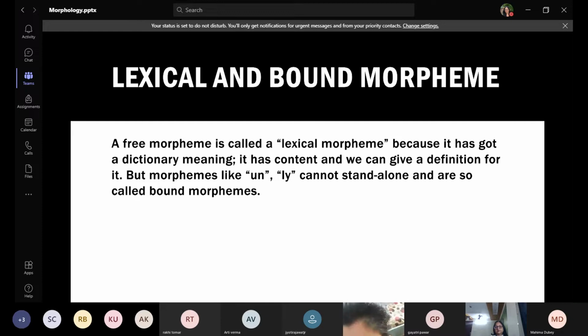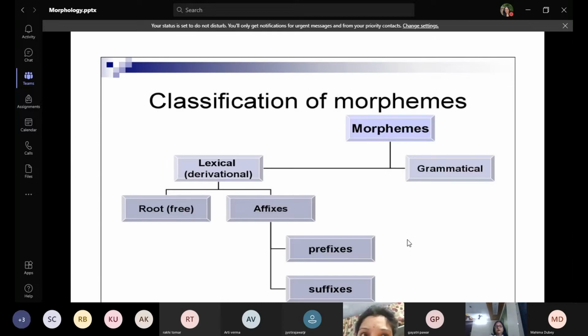बंधे हुए हैं वो किसी से, उसको अलग कर दो तो उसका कोई मतलब नहीं है. So free morpheme or lexical morpheme, and then there is bound morpheme. They are further divided into classes. We shall discuss them later, but at present this is enough. Lexical or free and bound. Now here see.